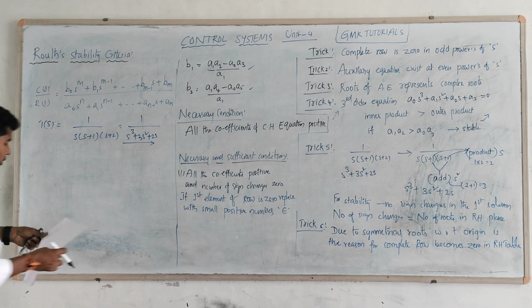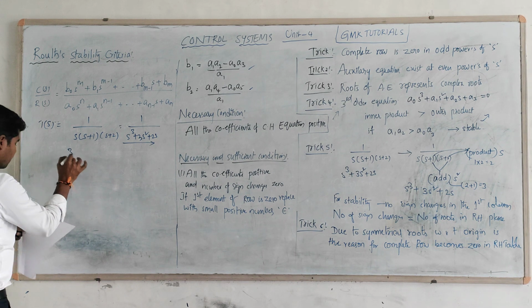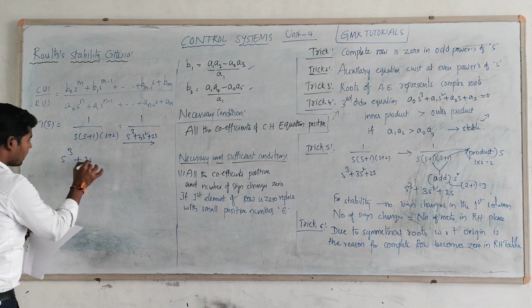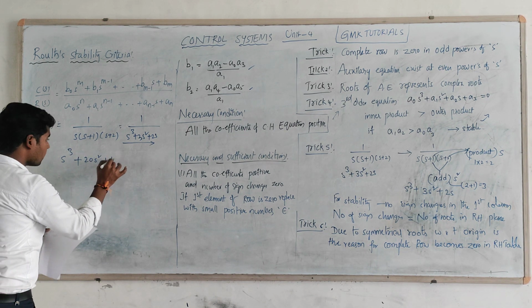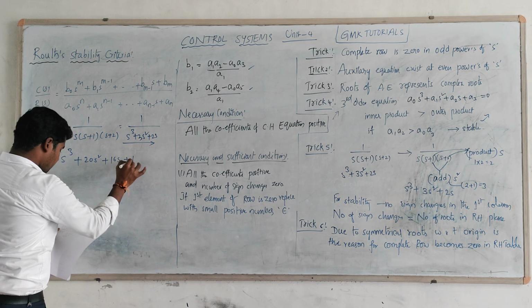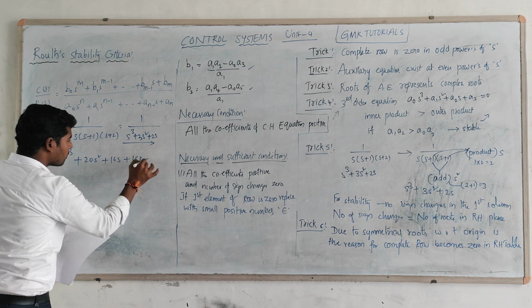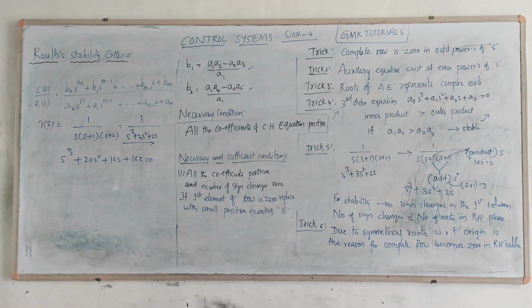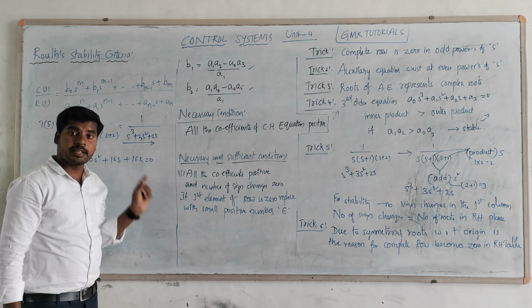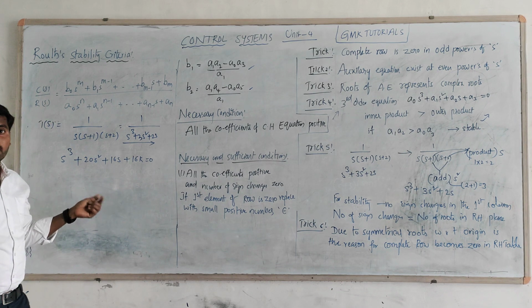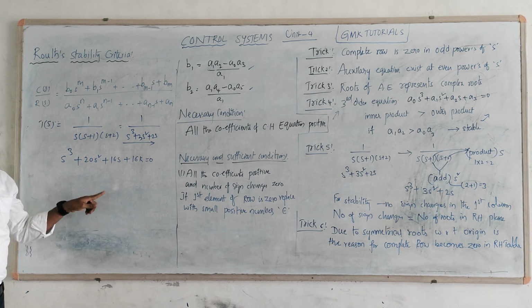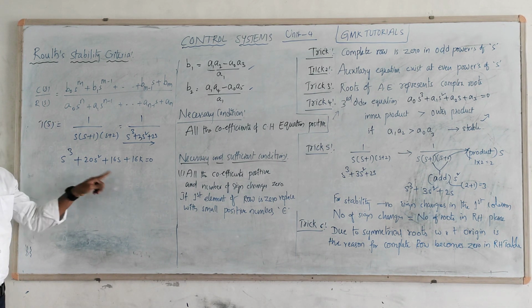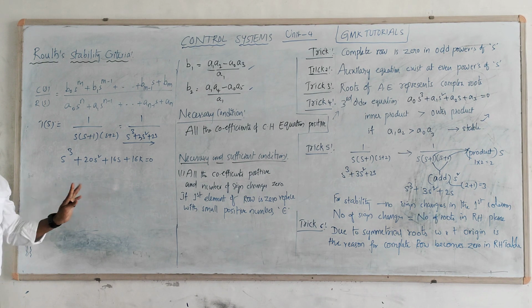So I will take one small problem: s cube plus 20s square plus 16s plus 16k is equal to 0. So this is a problem actually. Okay, we need to find out the value of k. At the same time, we can say whether the system is stable or not. In case it is stable, for what values of k the system is stable. That is the basic consideration.